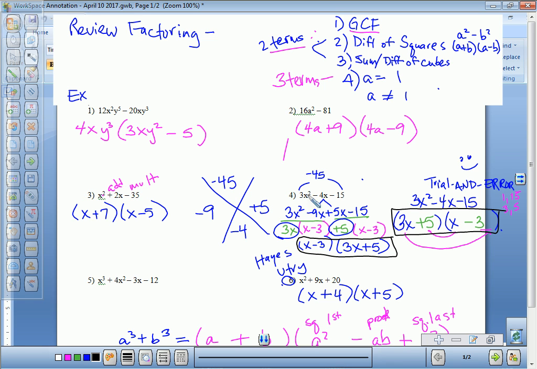If you are not good at multiplying, if finding factors is not easy for you, then you should probably do this method every time. If you're good with factors, then you should do that method every time. Much quicker.